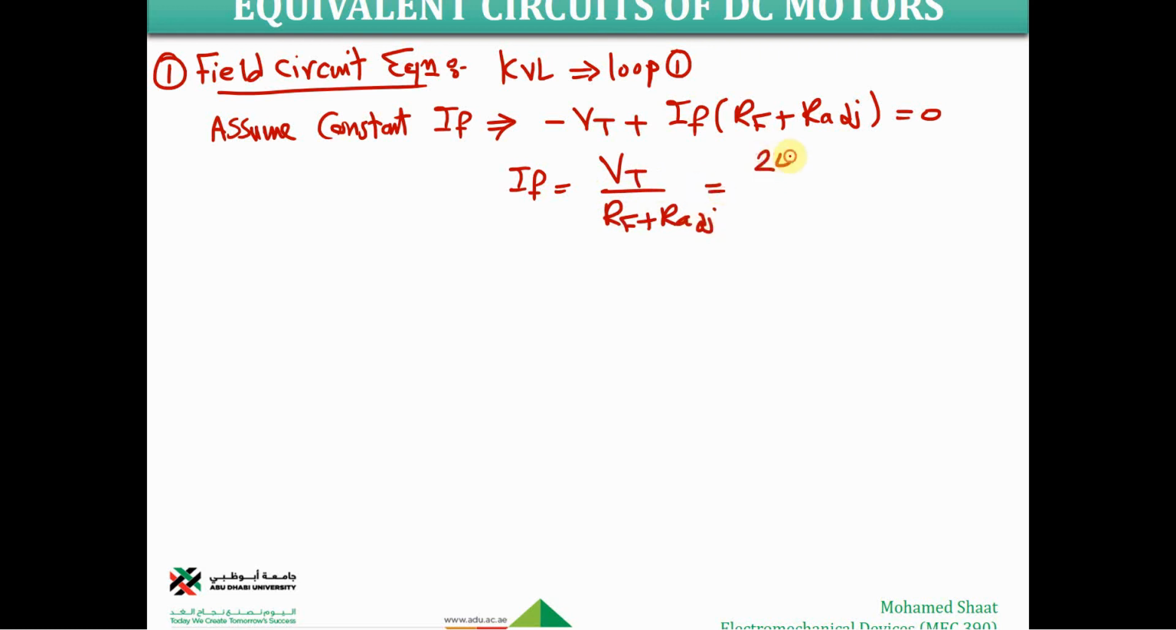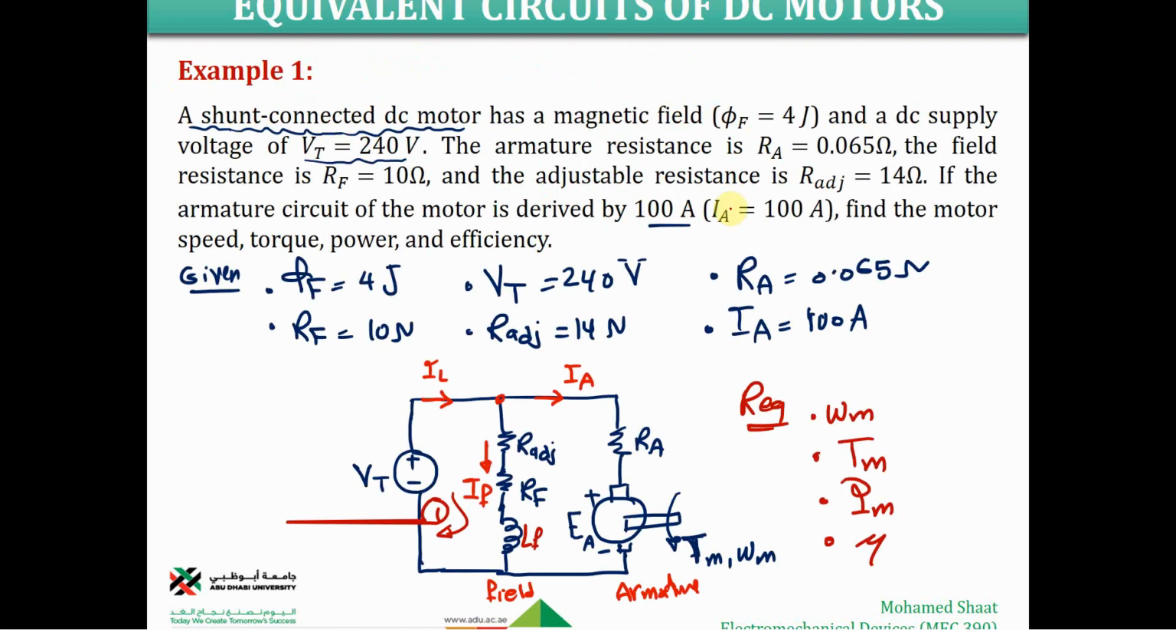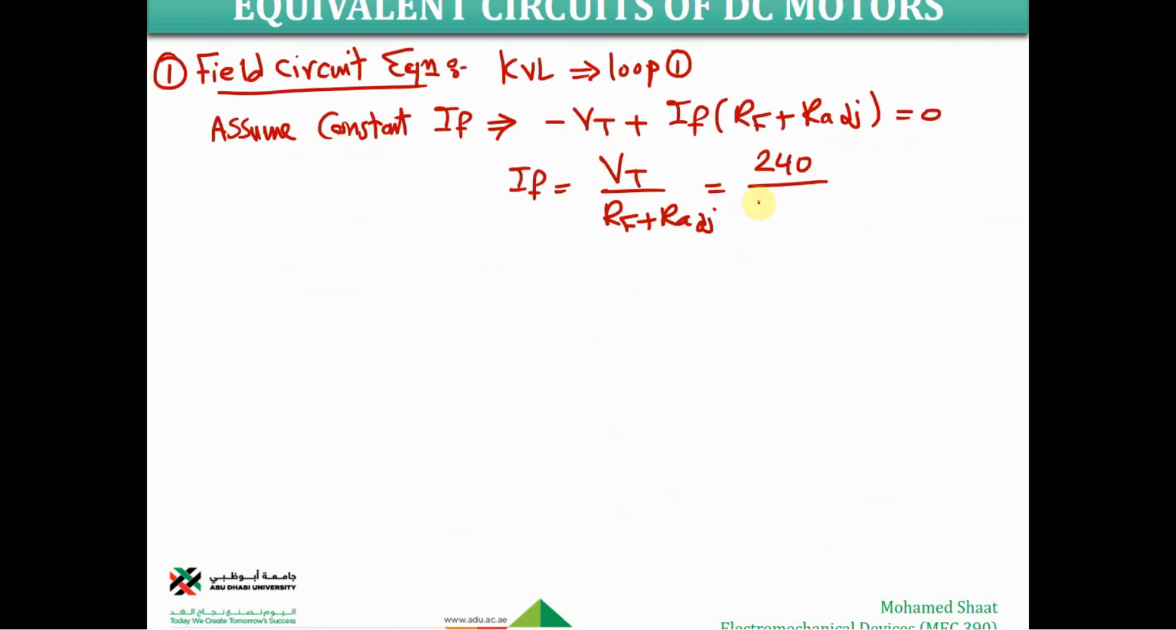VT was given by 240. RF was given to us by 10 ohms. R adjustable is 14. So this is going to give us 10 plus 14. If you did the calculations, we're going to end up with 10 amperes. This is going to give us the IF, how much it is. This is for the first equation.